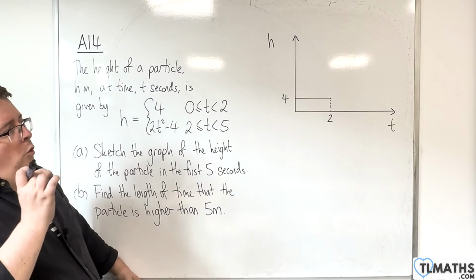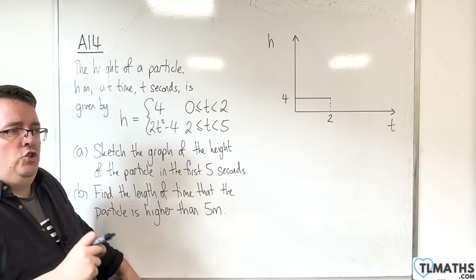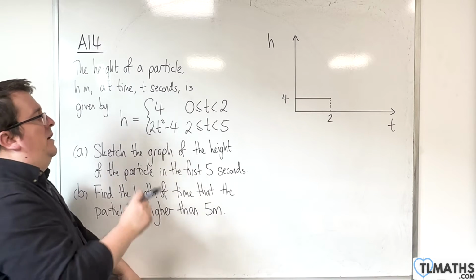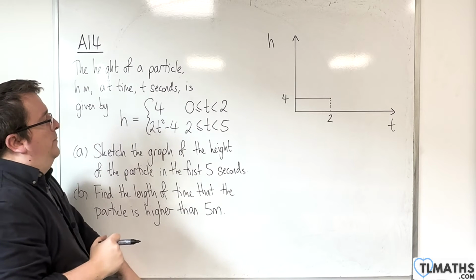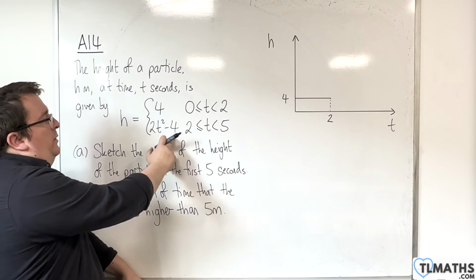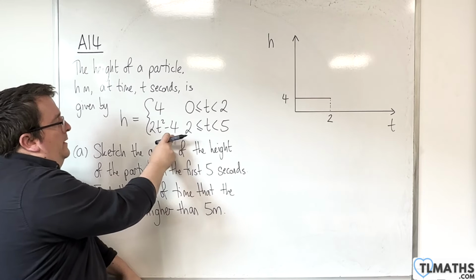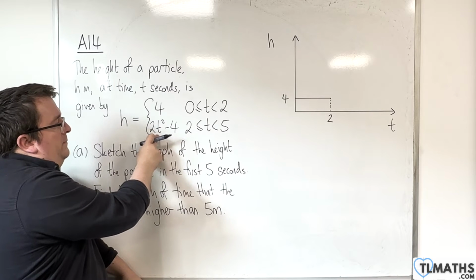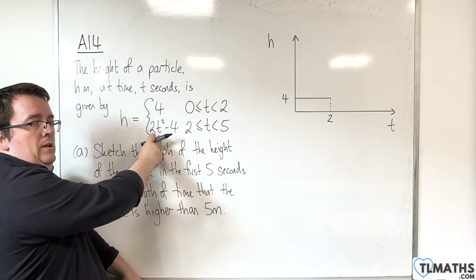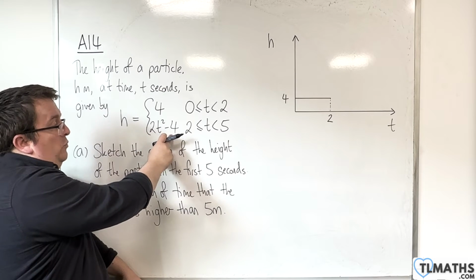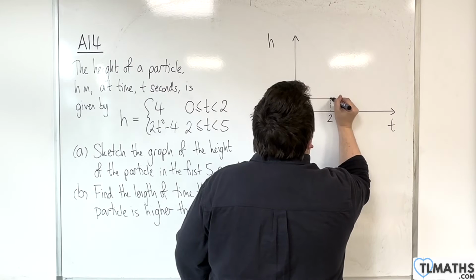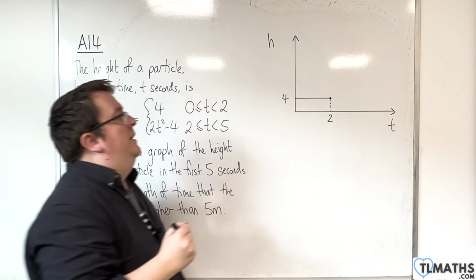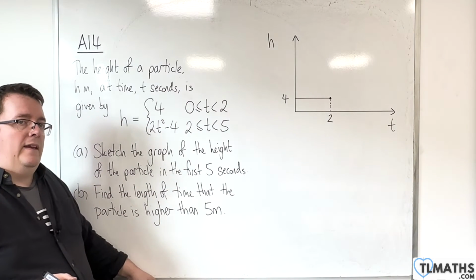Now, what you want to do is make sure of where the start point is, or the height when t is equal to 2. So substitute t is equal to 2 into this. So 2 times 2 squared is going to be 8. Take away 4 is 4. So we know that it's actually joining up here. Okay, so that's good.